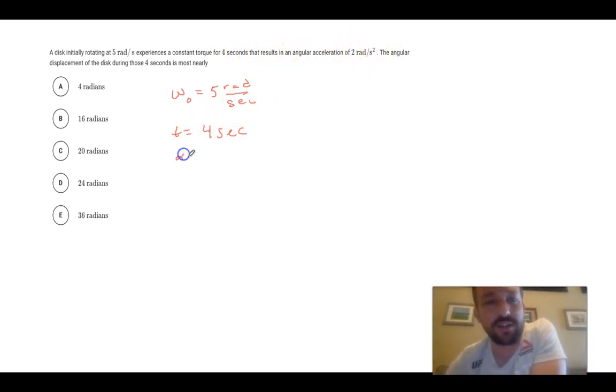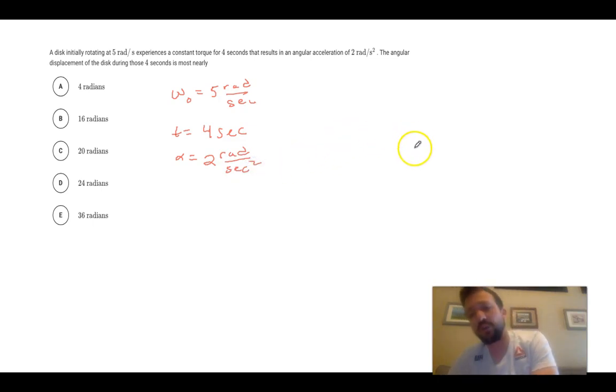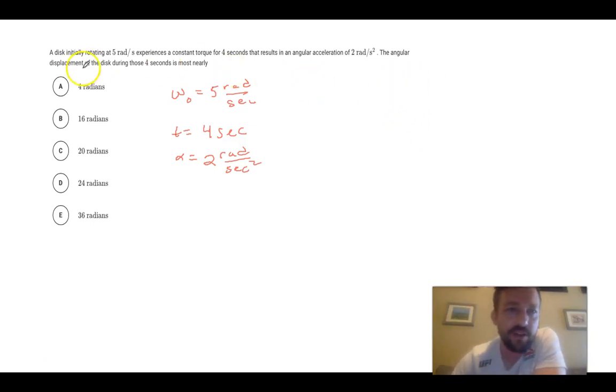So that's what the torque was doing, it was making it accelerate, and then they told me how fast it is accelerating. It's the same thing as if somebody was pushing with 5 newtons of force, well, that thing would be accelerating, right? If someone's applying a torque, making it rotate, it's going to accelerate in an angular motion. The angular displacement of the disk during those 4 seconds is most nearly.